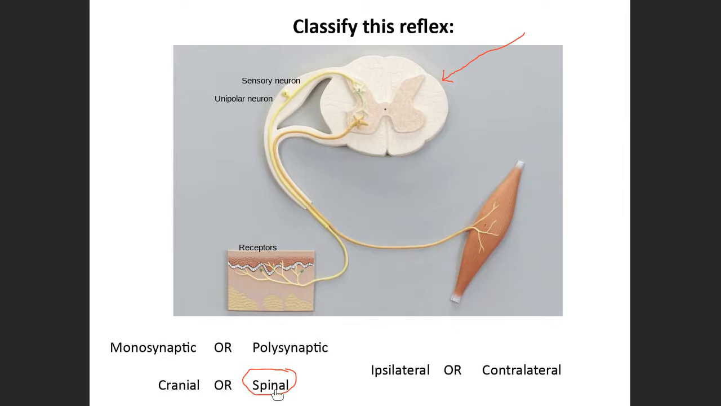Remember, I told you if you see anything else, so it doesn't matter what it looks like, if it doesn't look like this, then we know that it's not spinal, we know that it's cranial. So if you reference back to the picture of the cranial reflex that we looked at, the blinking reflex, we didn't need to know for sure that that was going on in the brainstem. We just needed to know it wasn't happening in the spinal cord. So if you don't see the spinal cord, cranial reflex. Since we see the spinal cord, this is a spinal reflex.